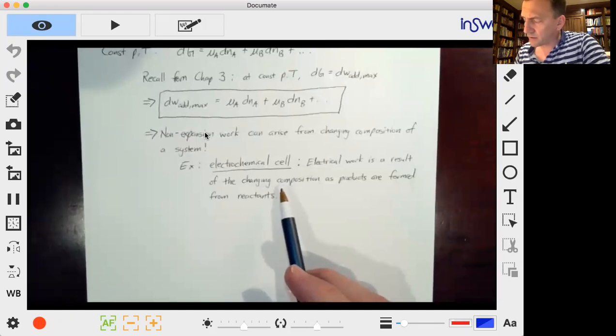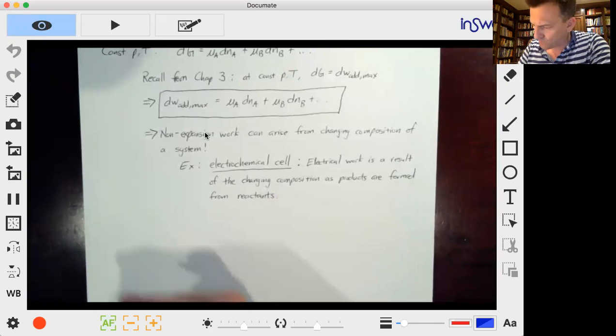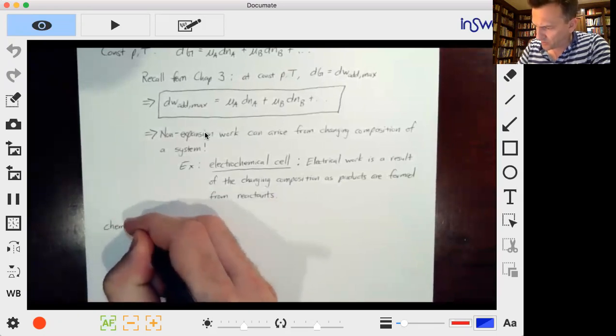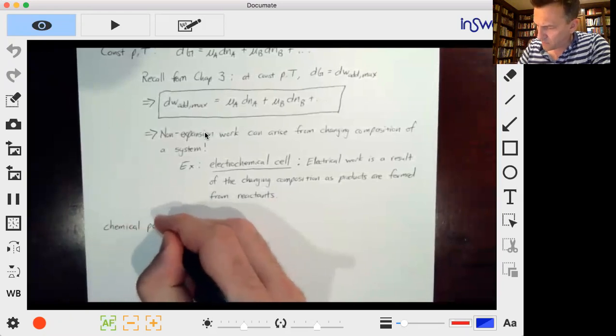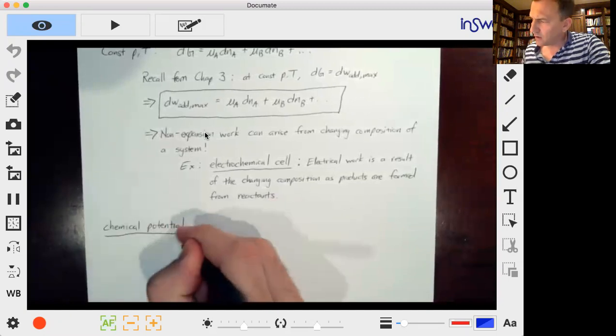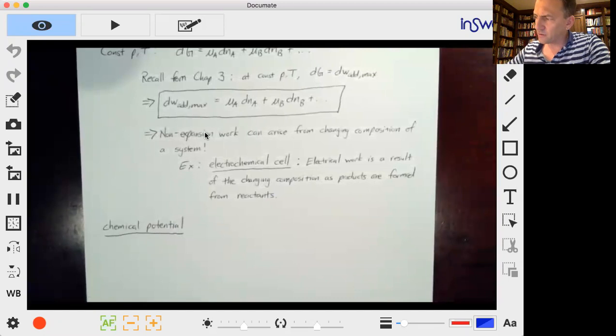And now I'd like to talk some more about chemical potential. We're going to be using and talking about chemical potential for all of chapter 5 and 6, basically. And I'm going to show you why it's so useful here right now.